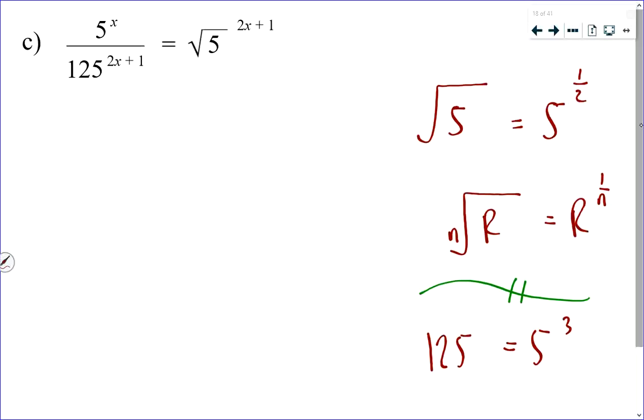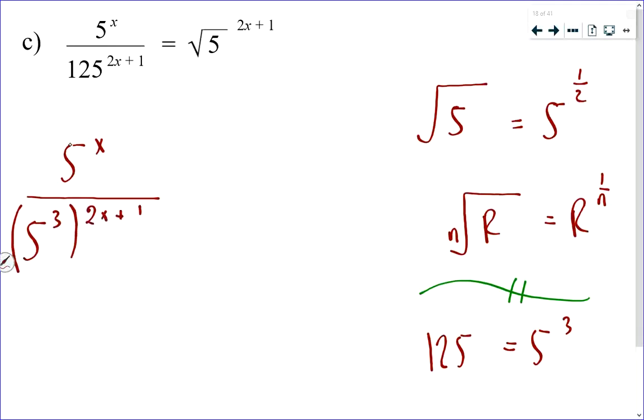So that means I can write this as 5 to the x over 5 cubed raised to the 2x plus 1. And I know you know that we're going to be multiplying the exponents, but don't just write it as 5 raised to the 3 times the 2x plus 1. Write it this way first. And then this is equal to 5 raised to the half to the 2x plus 1.